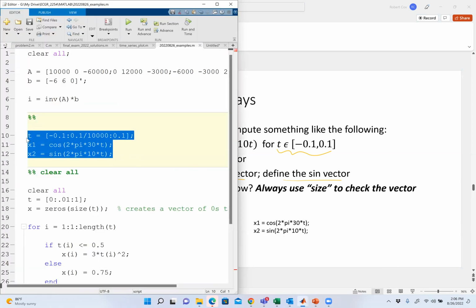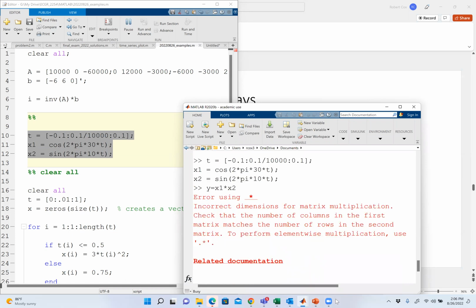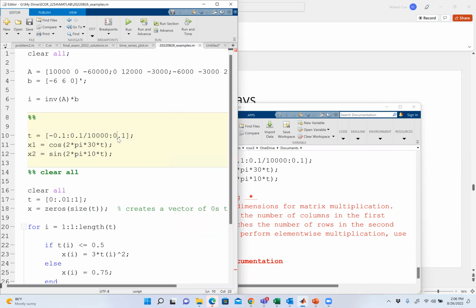So let's run this and execute that. Let me go to my command window. x1 and x2 are the two vectors I just made. So let's say I do y equals x1 times x2. What do you think is going to happen? I get an error, incorrect dimensions, because MATLAB is meant to deal with matrices. So what did I do? What were the sizes of those two vectors? Let's make sure. The way I defined t here, what kind of vector is t? A row vector or a column vector?